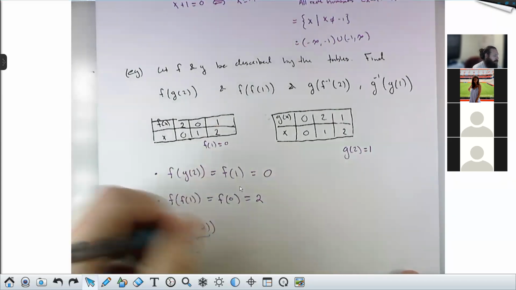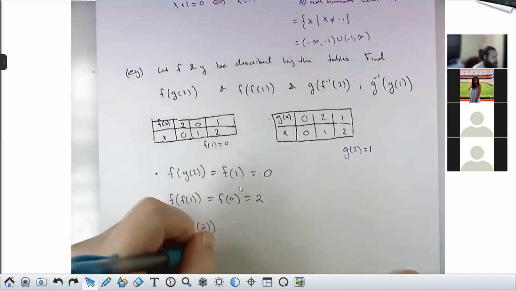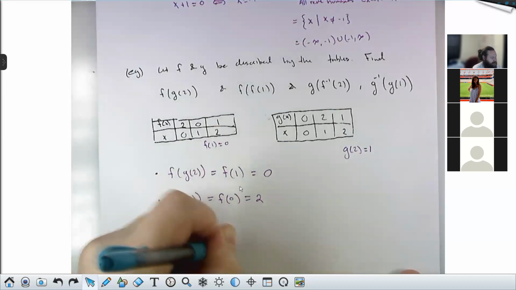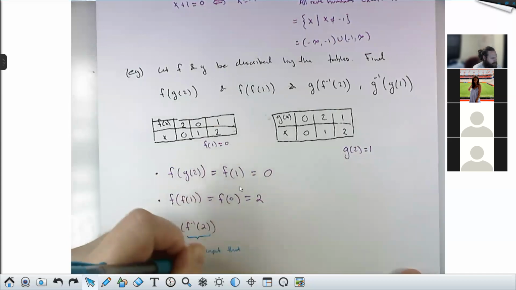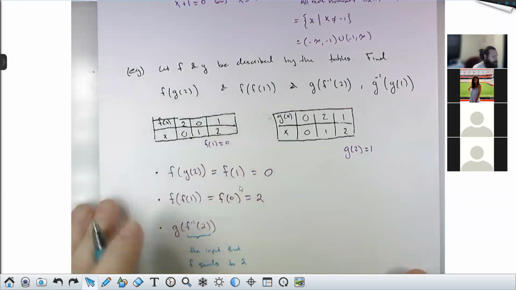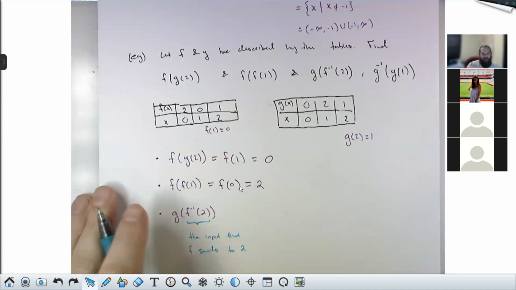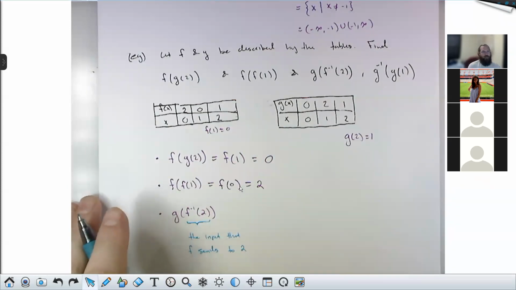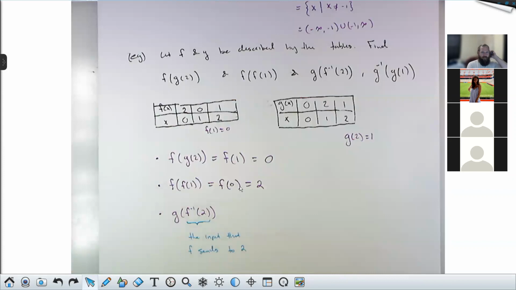I can put some words here that might help. f inverse of 2 is the input that f sends to 2. So we're asking f of what is equal to 2? Oh, 0. Yeah, exactly, 0, right? f of 0 is 2, so f inverse of 2 is 0.